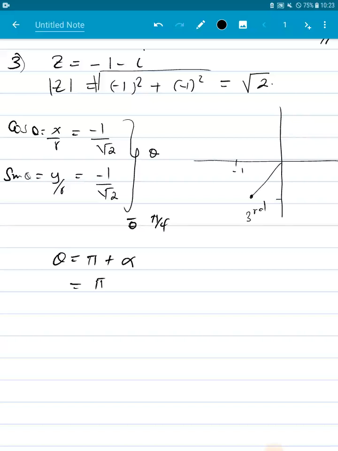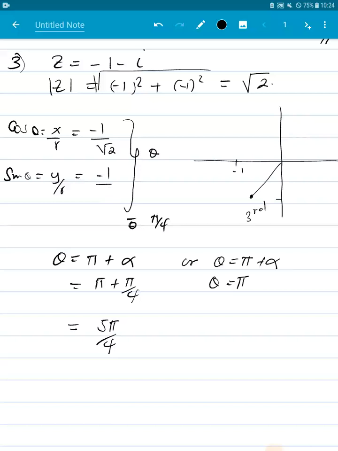Our reference angle is pi over 4. This is 5 pi over 4. See now? I've taken pi as positive, or I can say theta is equal to pi plus this one. Now if I take this one to be negative, remember it's also negative. On the other hand one is negative, on the other hand one is positive. Why is that?